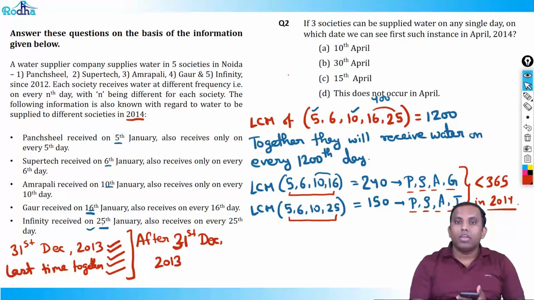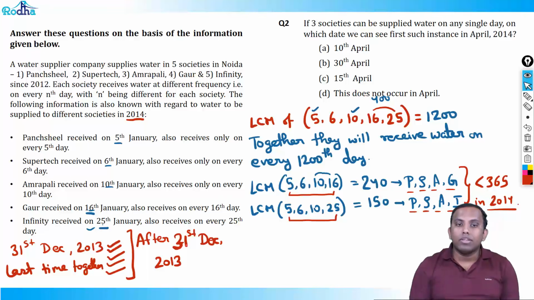Next question. If 3 societies can be supplied water on any single day, on which date can we see the first such instance in April 2014? Okay. And see this question here. If 3 societies can be supplied water on any single day, on which date can we see the first such instance in April 2014, right? So see here, what you want is April 2014. So where is April 2014?